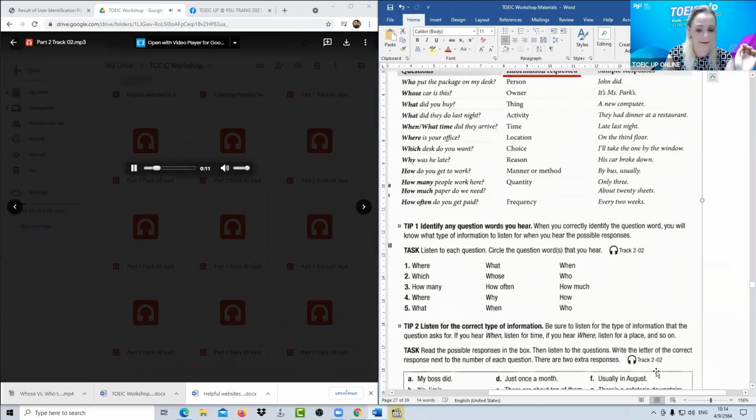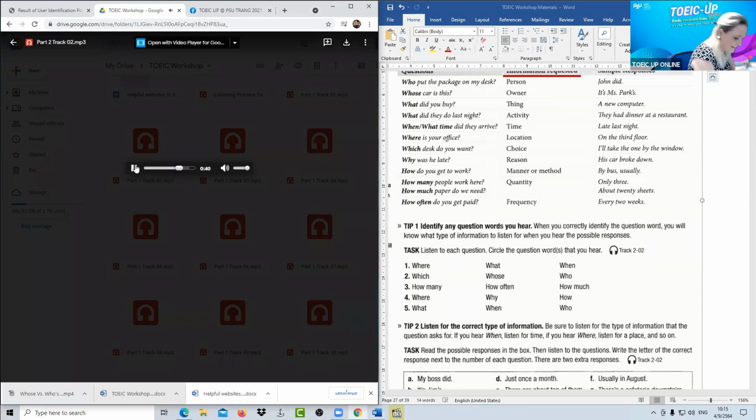Task. Circle the one you hear. Number 1. When do you take your vacation? Number 2. Whose coat is that on the chair? Number 3. How often is there a staff meeting? Number 4. Where can we have lunch? Number 5. Who helped you write the report?